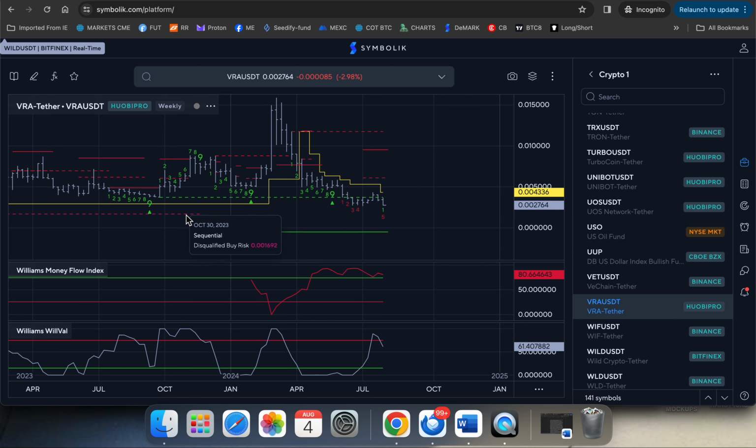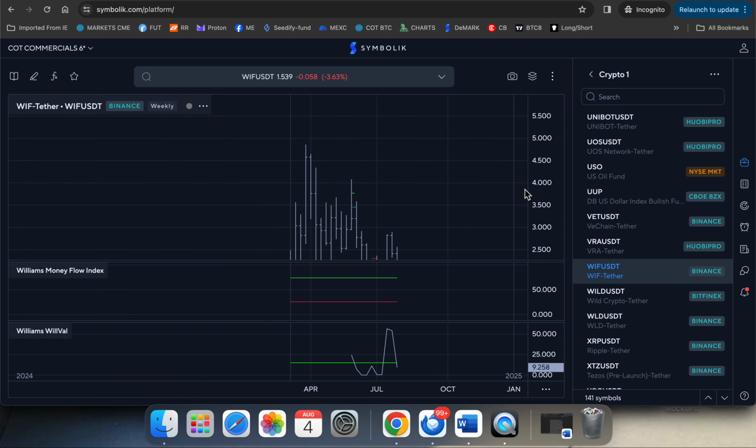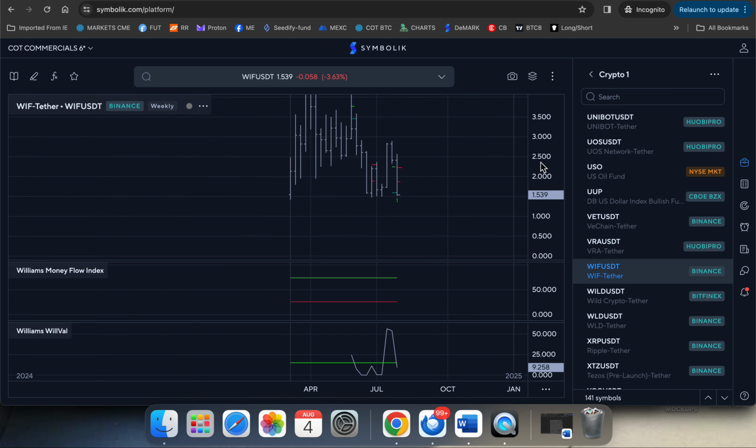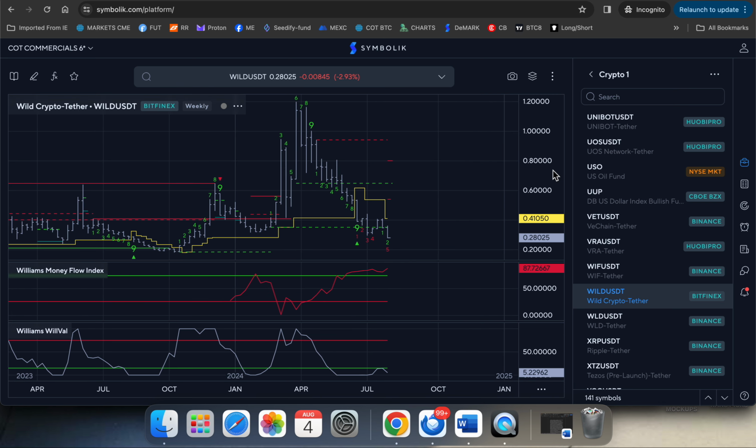VRA. Probably do 1692. Could round up 1695. That's negative. I don't think it'll go negative, but WIF. Let's see what WIF's at. It doesn't have much support. It's right on a support line right here at 1.60. Somewhere in there.